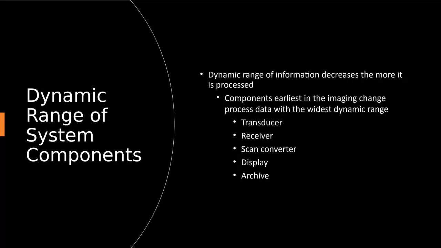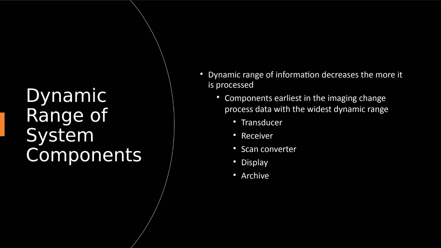And there are certain components that process particular ranges in terms of dynamic range. Dynamic range of information is going to decrease the more it is processed. When we post-process, we decrease the dynamic range more than when we pre-process, right? So when we're pre-processing, we're writing new information, so our dynamic range is really not going to change as much, but if we post-process, we can change the dynamic range of our information more.